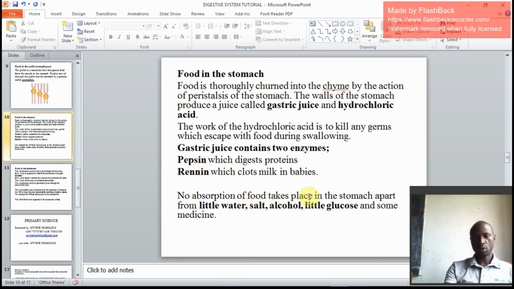No absorption of food takes place in the stomach, apart from a few things. Little water can be absorbed in the stomach. Common salt can be absorbed in the stomach. Alcohol for those who take it can be absorbed in the stomach. Glucose, simple sugars, monosaccharides, and some medicine can be absorbed in the stomach. So those can be absorbed in the stomach.